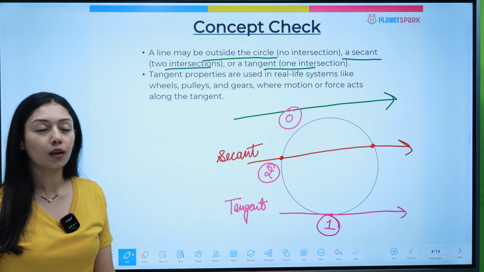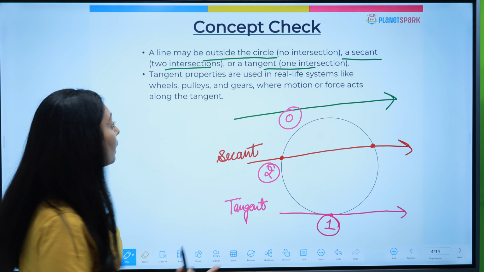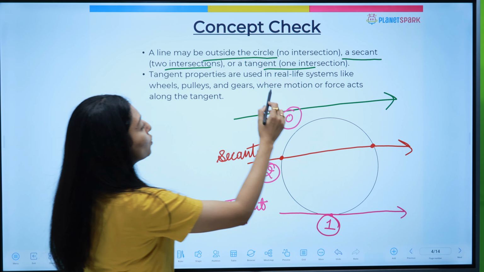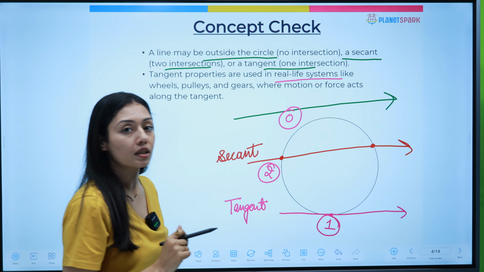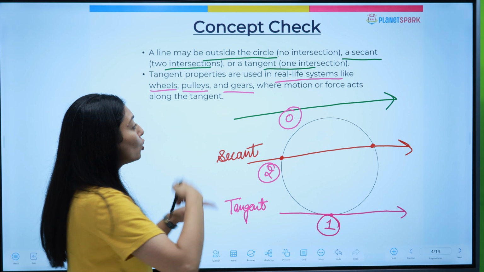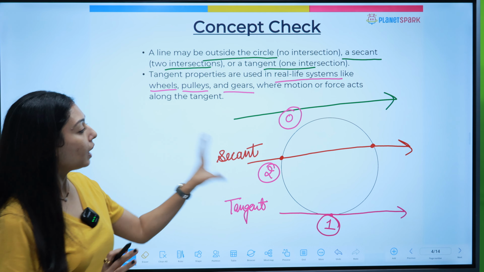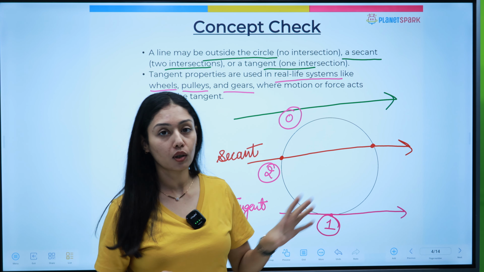Right everybody? Okay then. Then practical applications are there for tangents with us. That is, tangent properties are used in real life systems. Like what? Wheels, pulleys and gears, where motion or force acts along the tangent, right? अभी हमें क्या पता है that radius is perpendicular to the tangent.